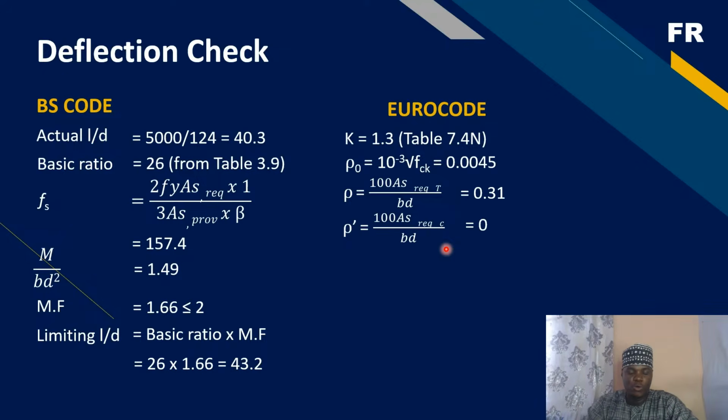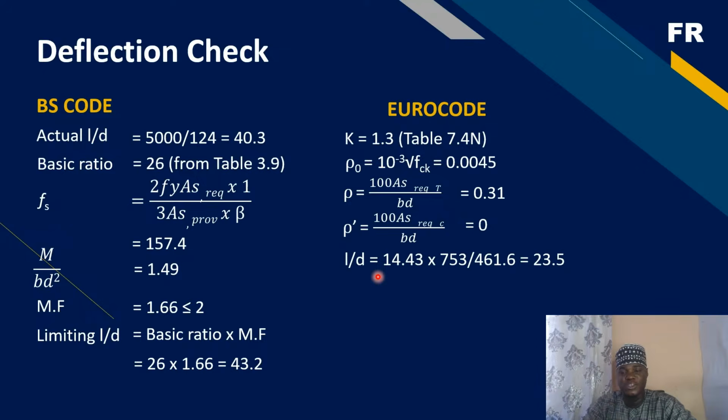So once we calculate K, rho, and rho prime, we can now evaluate our limiting basic ratio according to the Eurocode. There are some formulas to use, but I don't want to bore us with that formula here. You can check the Eurocode for the formula. It's quite straightforward. You just need to substitute your K, rho naught, and rho prime. So if you do that, you are going to get 14.43.